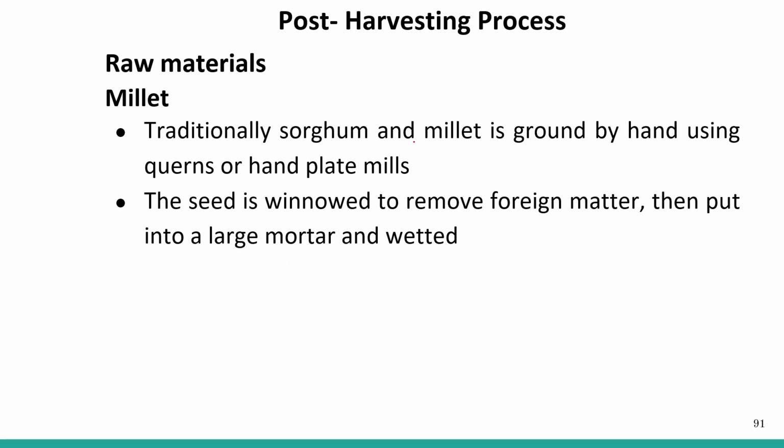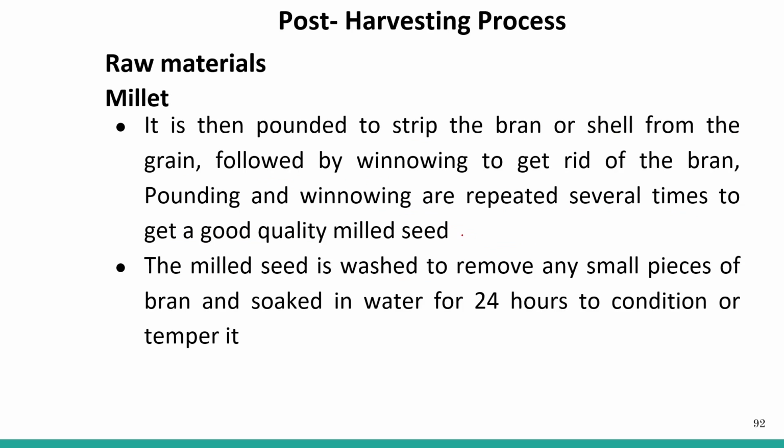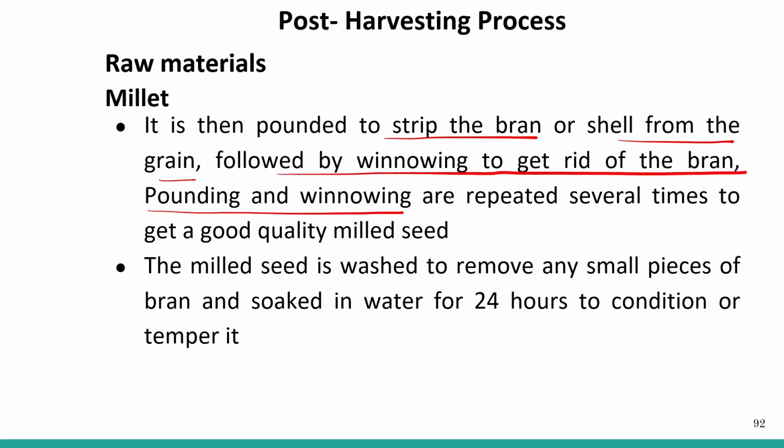Traditionally the sorghum and millet are ground by hand using querns or hand plate mills. The seed is winnowed to remove the foreign matter, then put into a large mortar and wetted. It is then pounded to strip the bran or shell from the grain, followed by winnowing to get rid of the bran. Pounding and winnowing are repeated several times to get a good quality milled seed.